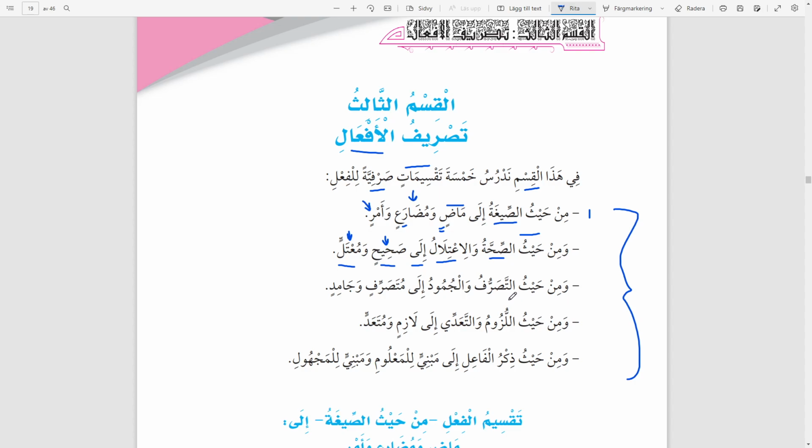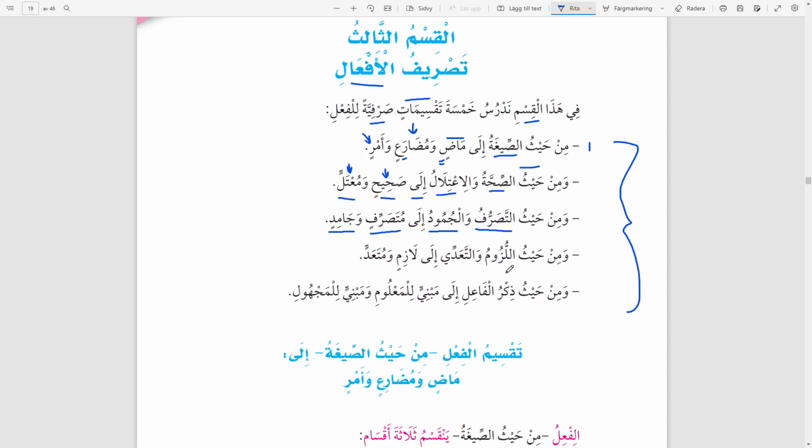من حيث التصرف والجمود, and this is with regards to its morphability and staticness, and they are categorized into متصرف, morphable, and جامد, so like static, non-morphable.